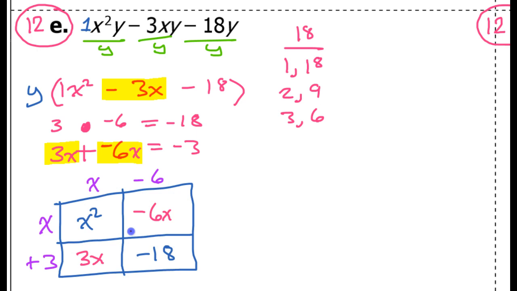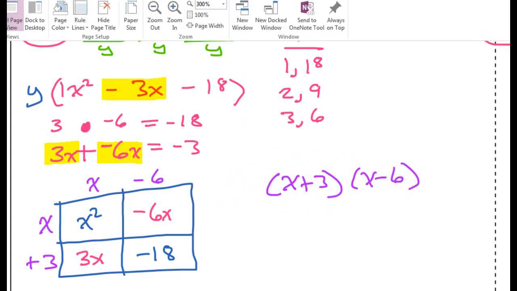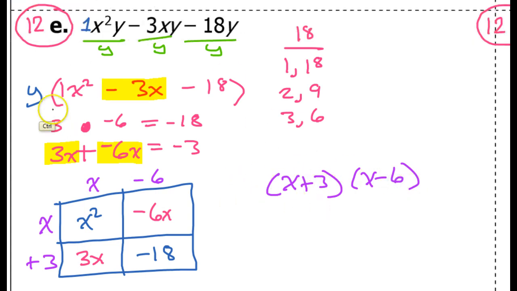This gives me a binomial times a binomial. From the left side, I have x plus 3. From the top, I have x minus 6. Now, this is not quite the final answer, though, because we took out a GCF of y in the very beginning, and that must be included in the final answer.